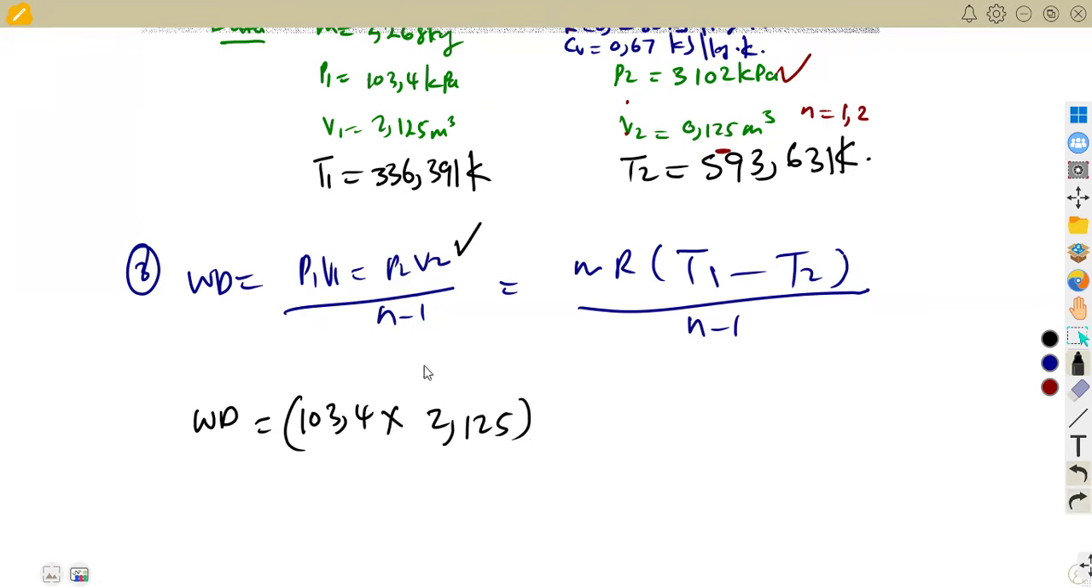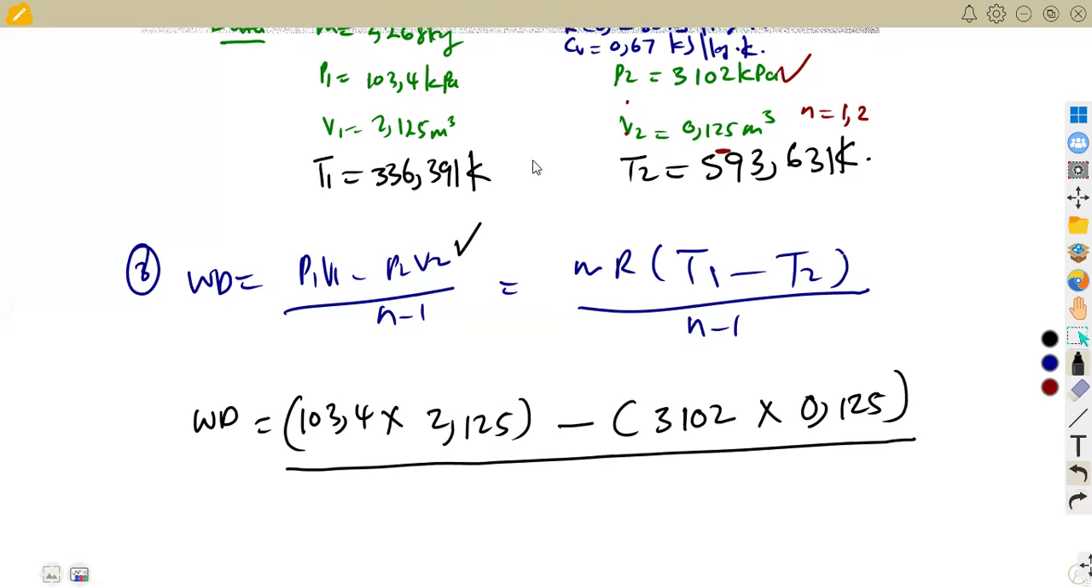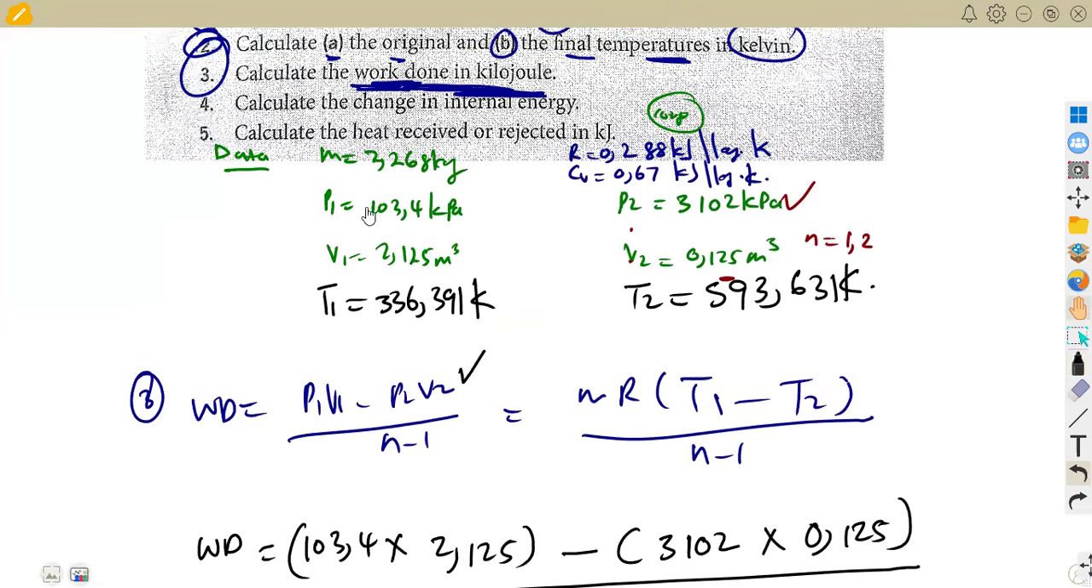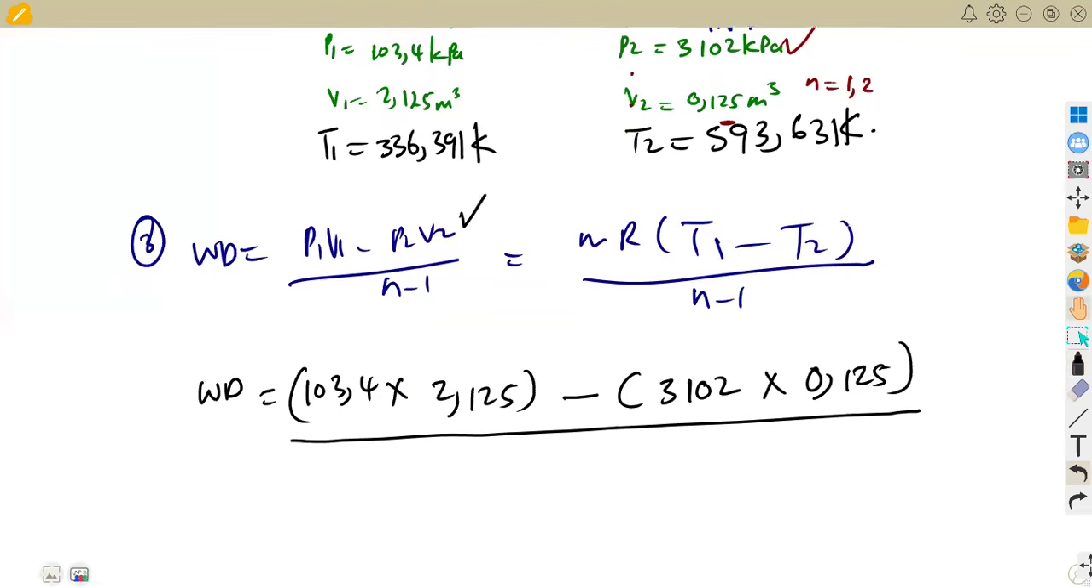Sorry for that. We have supposed... Where am I putting the equal to? There's a minus there. This is minus P2, 3.102 times V2, that is 0.125. Everything over what? N minus 1. Where our N, remember our N was 1.2. All right, here, 1.2, we calculated that, 1.2 there.